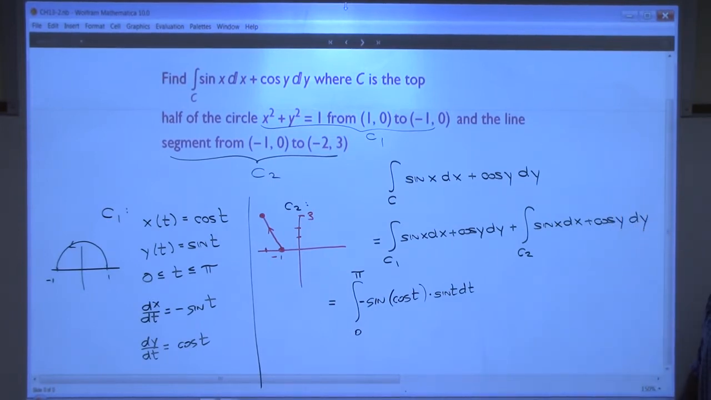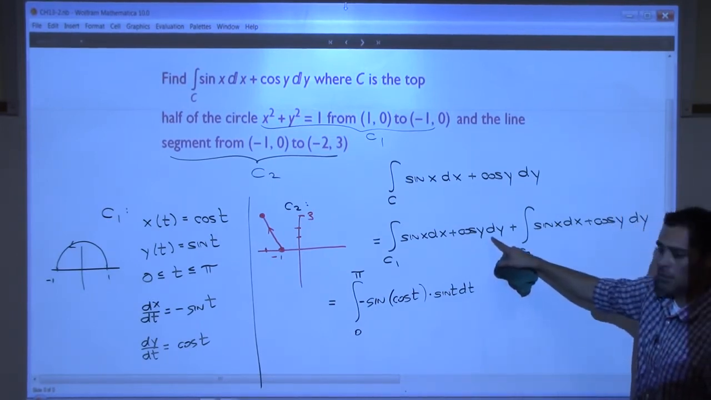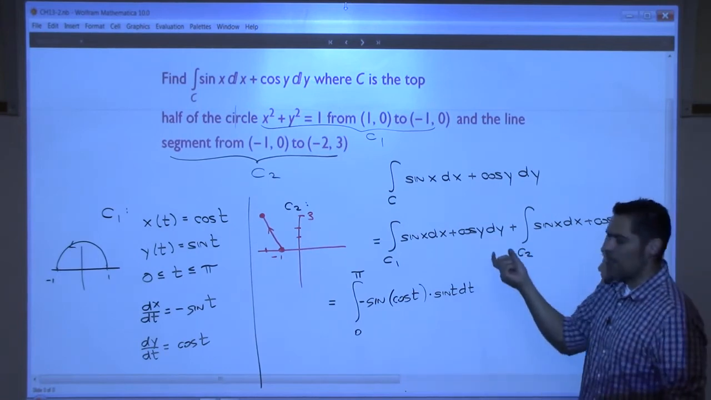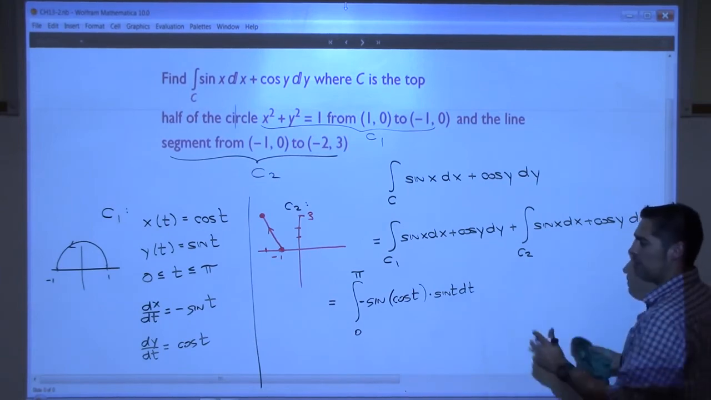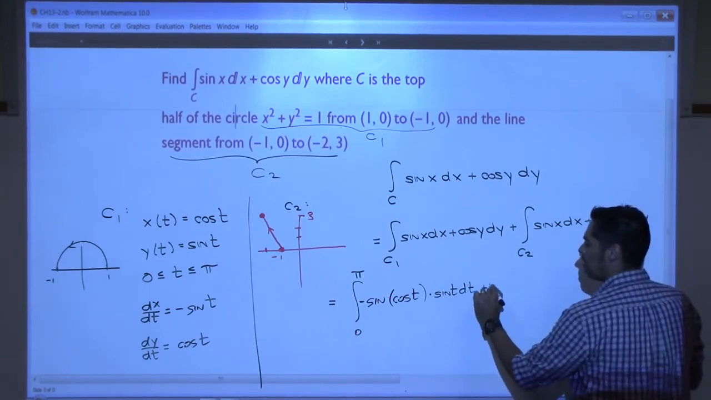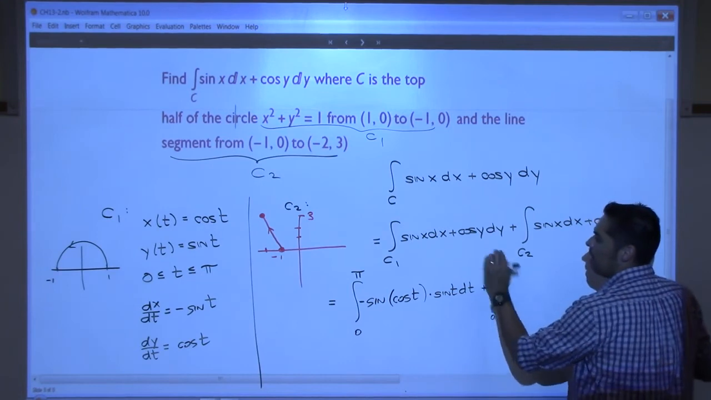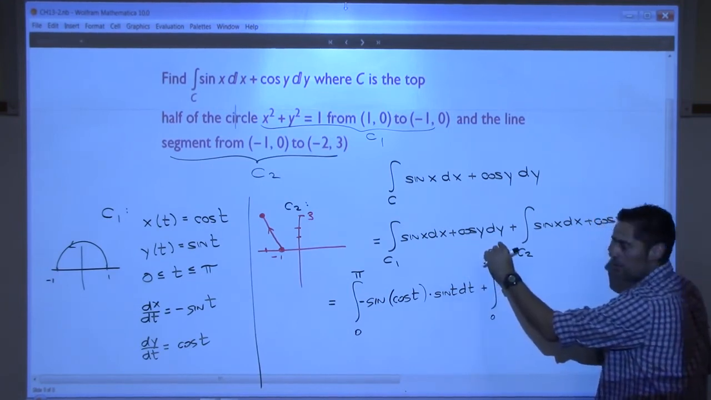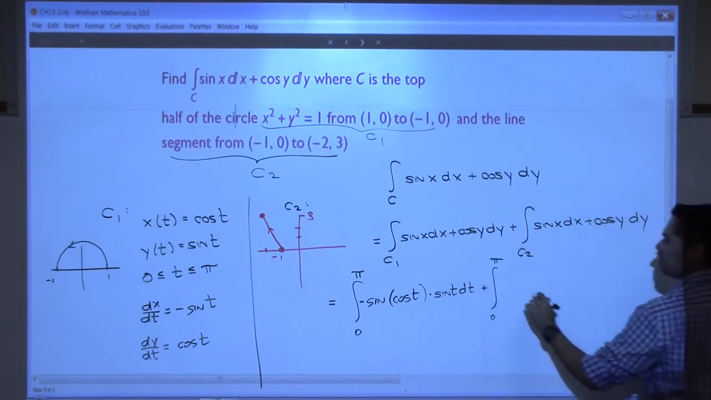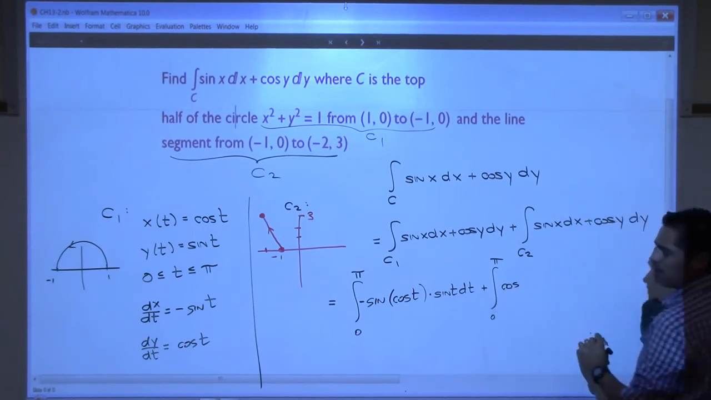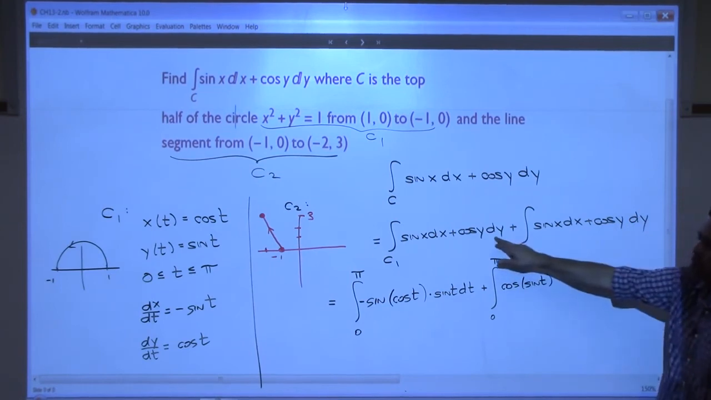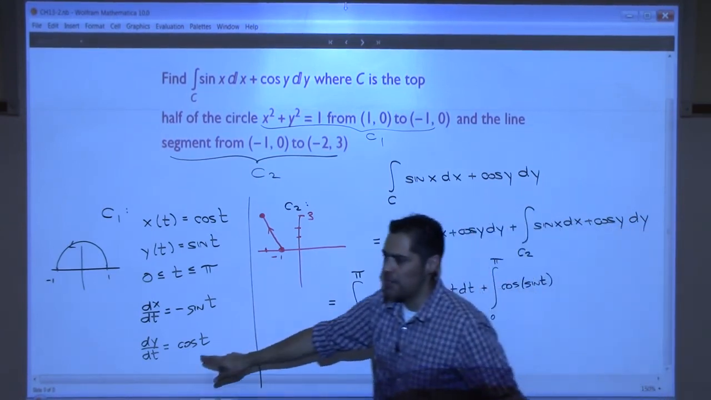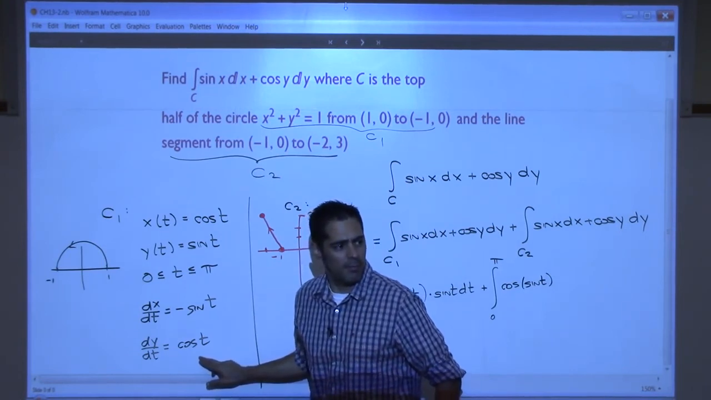Is that okay? Now, I could, if I want, keep going and do the cosine part here, or I can split this into two different integrals. I'm going to do it in two different integrals. So I'm going to say plus the integral 0 to pi, and now I'm going to do the y part. Cosine of y is cosine of, what's y? Sine t times dy. dy is over here, cosine t. Do y'all understand where this is all coming from?